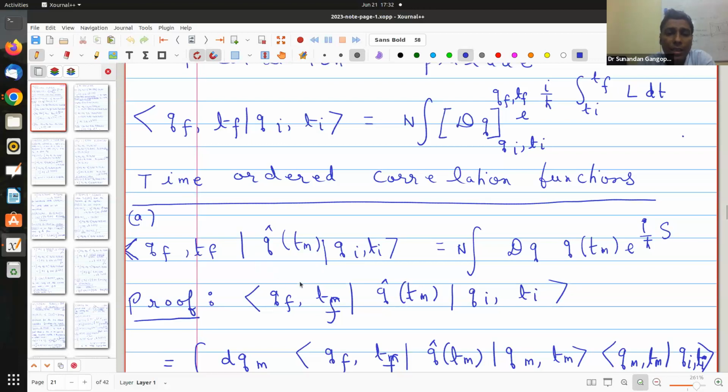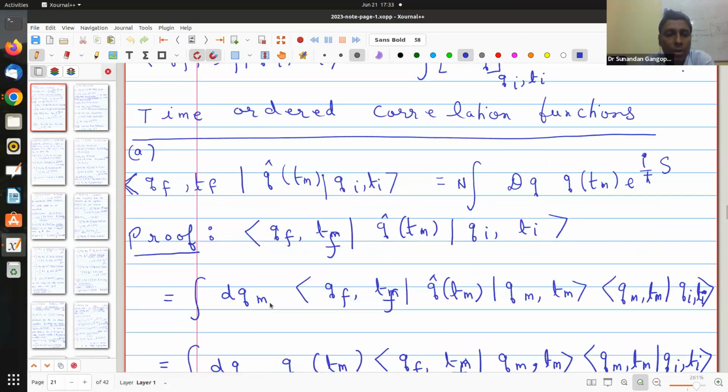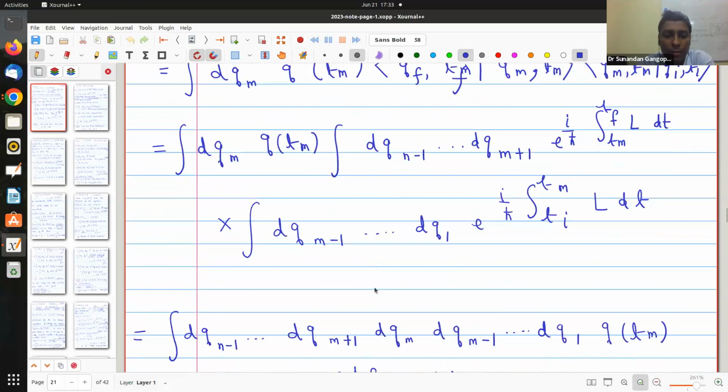The first result I showed was the following: if we want to calculate this matrix element, then it can be written in this path integral form. This is a nice path integral representation. On the right hand side, everything is numbers. I gave a proof of that result also.